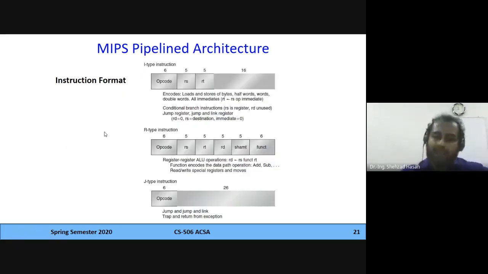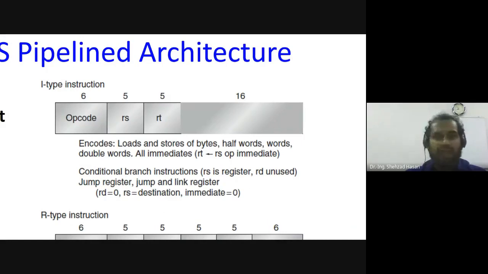Now, the second stage is the decode stage. Before going to the decode stage, I'm going to briefly describe the different instruction formats that are available in MIPS. In MIPS, an instruction can either be an I-type instruction, an R-type instruction, or a J-type instruction. An I-type instruction, where I stands for immediate, has 16 bits of immediate value.